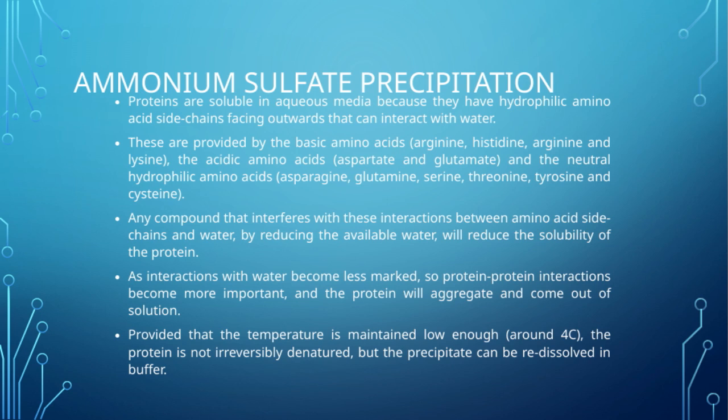When we talk about ammonium sulfate precipitation, it's a classic method that takes advantage of this principle. By adding ammonium sulfate, we reduce the protein's solubility selectively, causing it to precipitate out, which we can then collect and redissolve as needed, provided the conditions are carefully controlled.